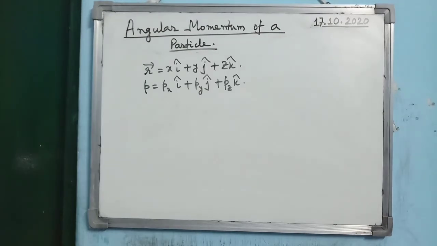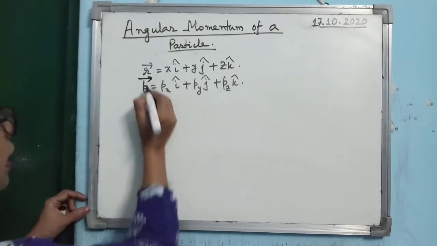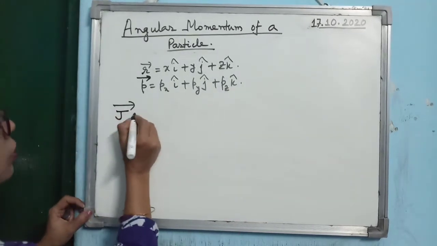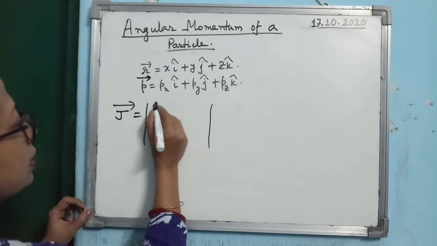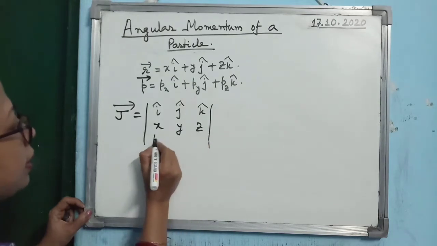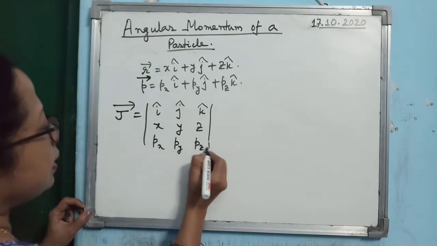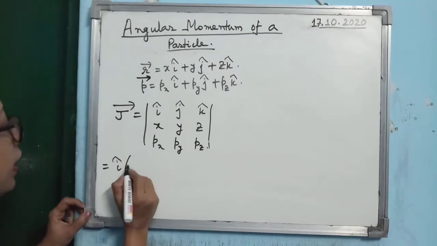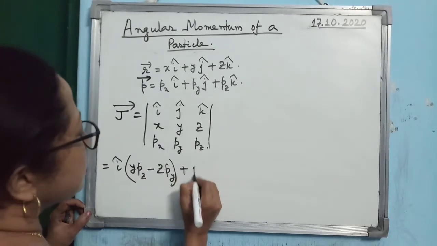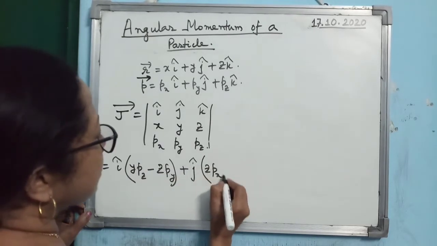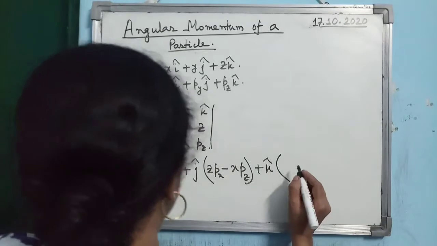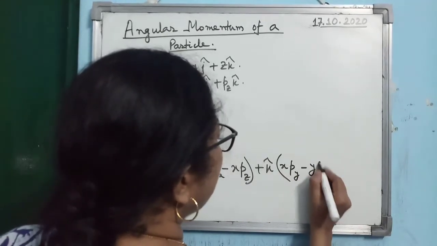Now if you break r into its components xi, yj, zk, and p into its components pxi, pyj, pzk, then you can write down the angular momentum this way, just by taking the cross product. So you just form the determinant with px, py, pz, and then break it. What you will get is i times (ypz minus zpy) plus j times (zpx minus xpz) plus k times (xpy minus ypx).